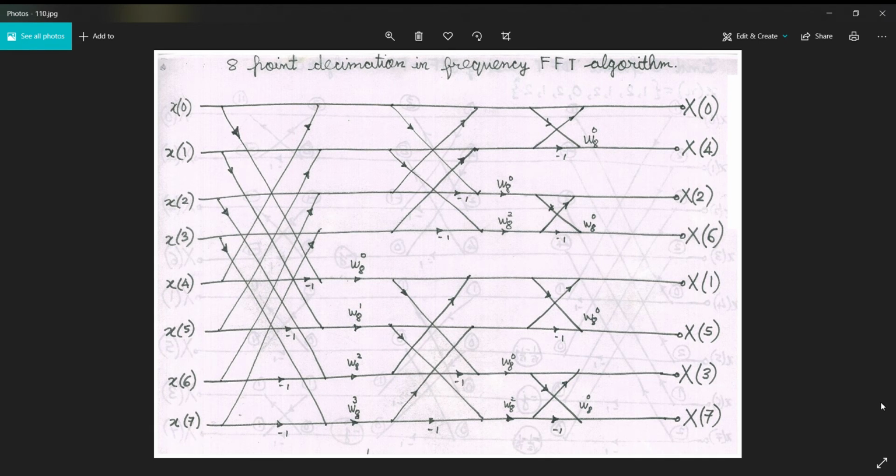Hello everyone, I am Engineer Rajiv Davde, and in this video I am showing you how the 8-point decimation in frequency, that is the DIF-FFT fast Fourier transform algorithm or flowchart, is drawn.